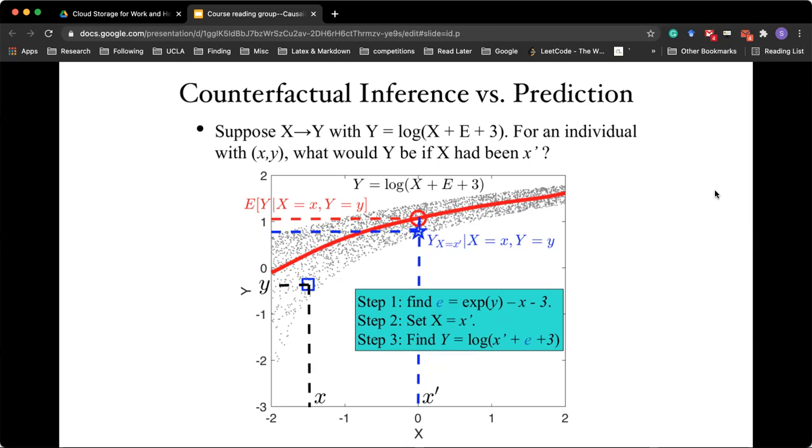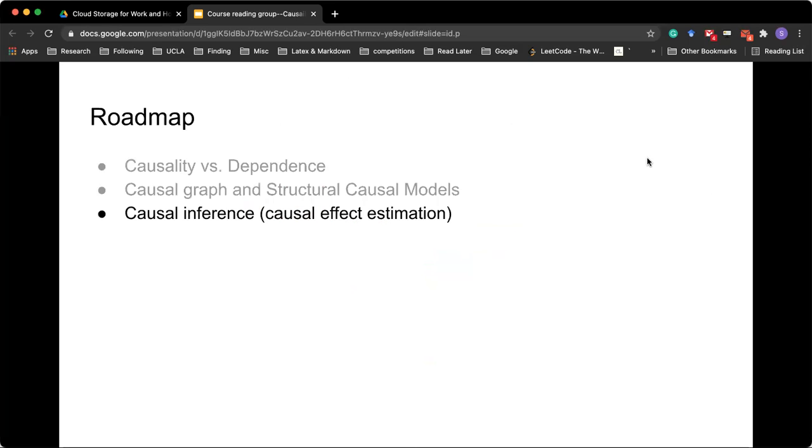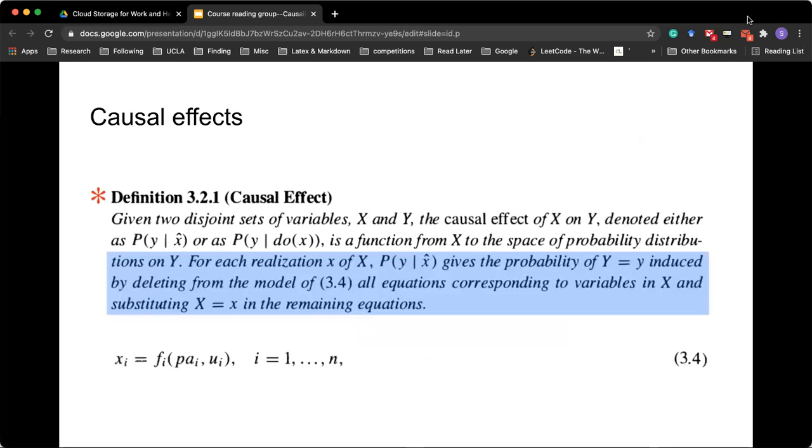Okay, that's the SCM and the different levels of causal problems. Finally, for causal inference, why do we want to build this model? Because we want to infer the effect of one intervention, where we do something different on one variable, and we want to know the effect of this intervention. This is called causal effect.